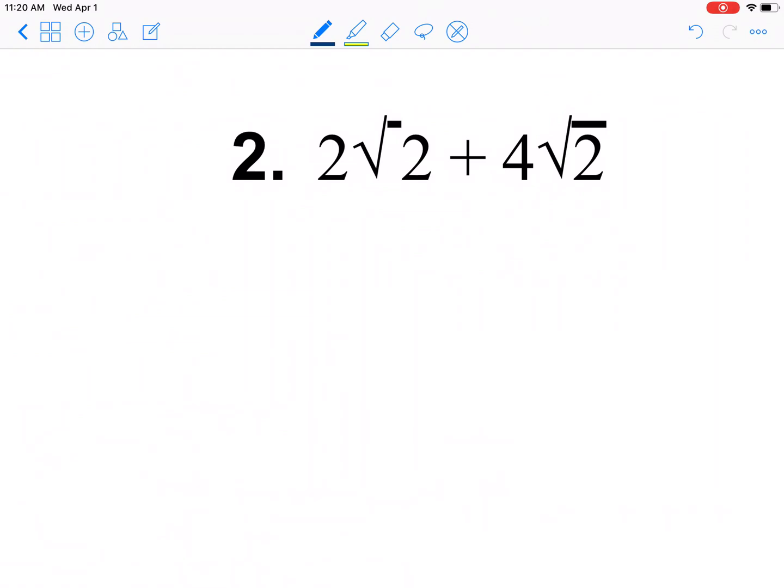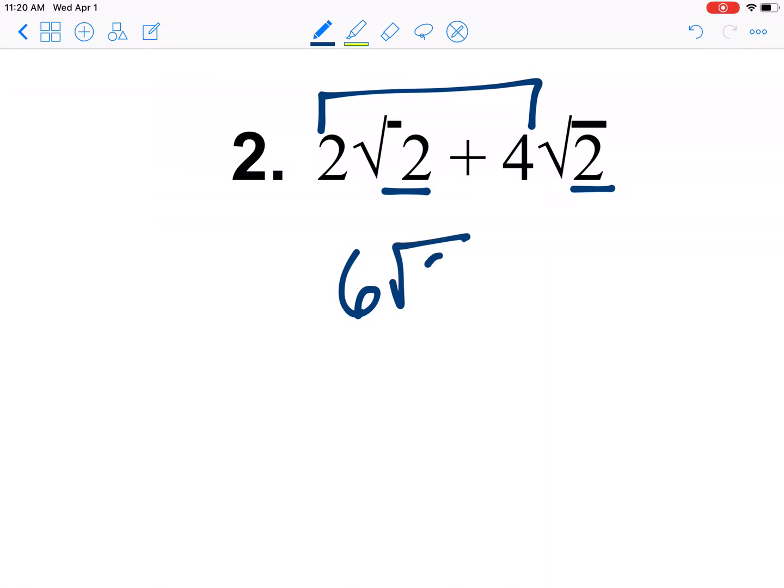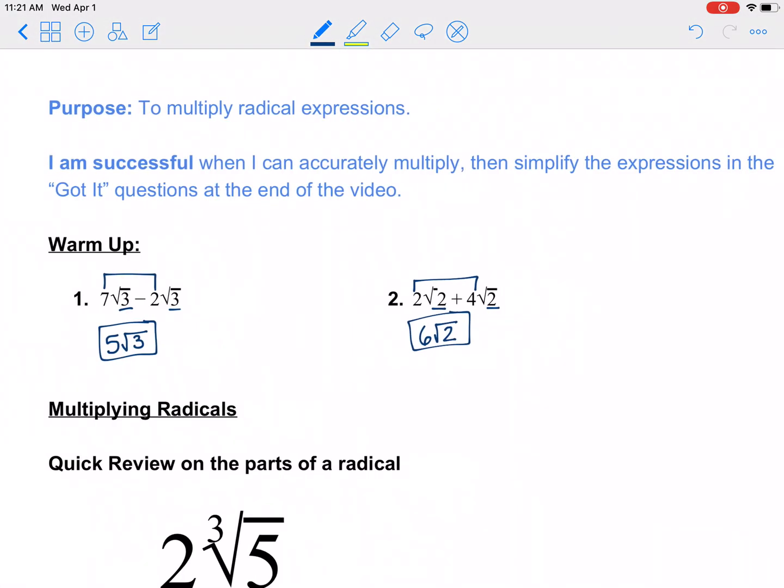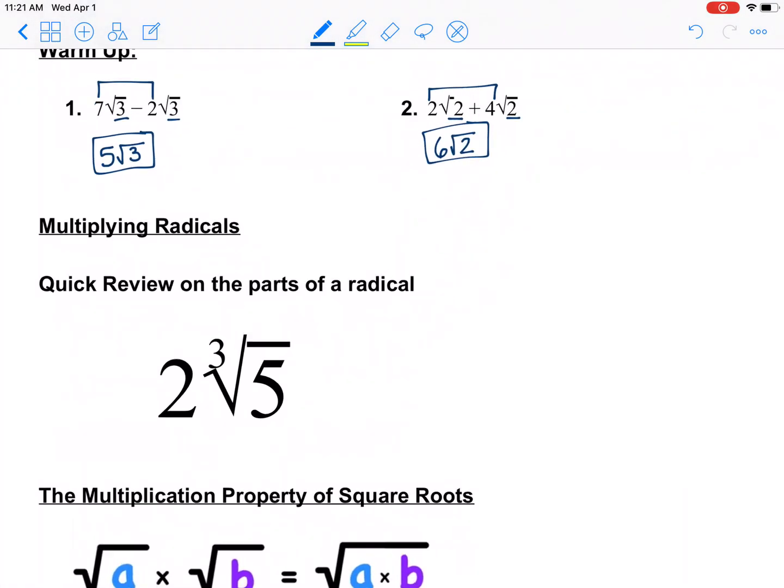Same thing goes with addition. Our radicands are the same, so we can go ahead and add our coefficients. 2 plus 4 gives us 6, and we're left with that root 2. Okay. Let's move on and do a quick review on the parts of a radical.